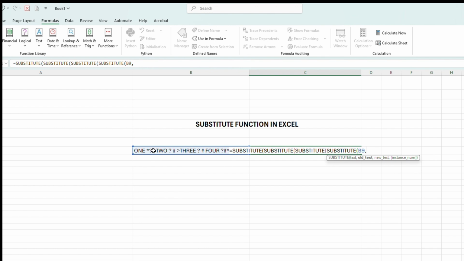question mark. So first, what you want to remove, you put in double quotes. Okay, so double quote, what you want to remove, the star key, double quote, and you just want to leave it blank. So double quote, close the bracket, comma.